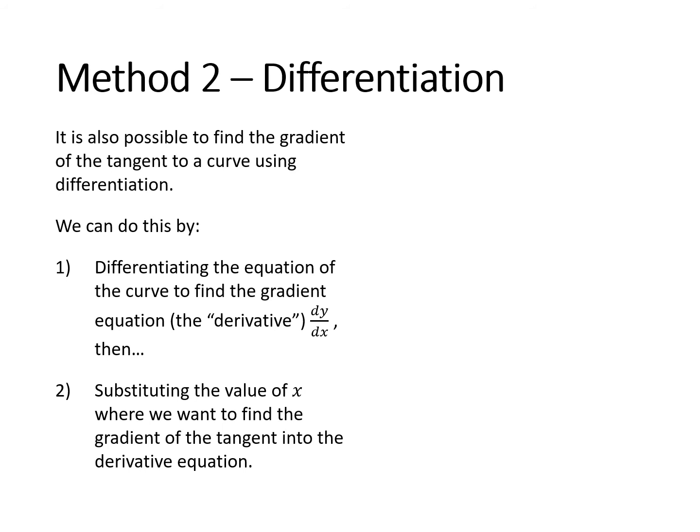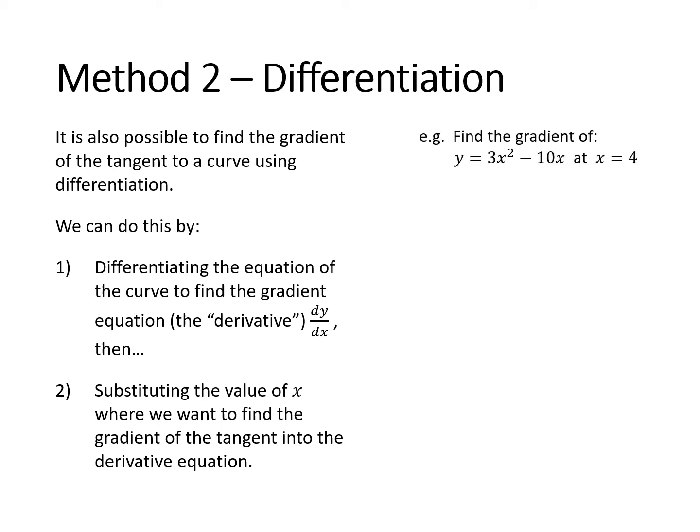Right, so now we look at the second method, and this is the differentiation method. We've been doing differentiation over the last few weeks. The differentiation method is pretty straightforward. To find the gradient of a curved line, we need to first of all find the gradient equation, the derivative, by differentiating the equation. And then we can put any value we like into that.